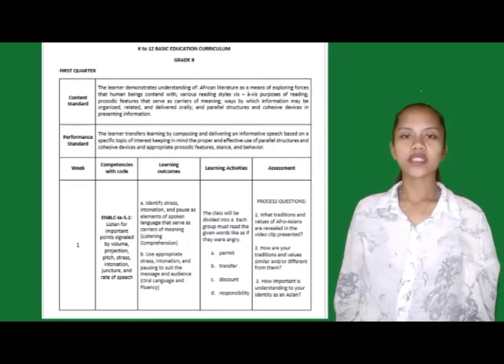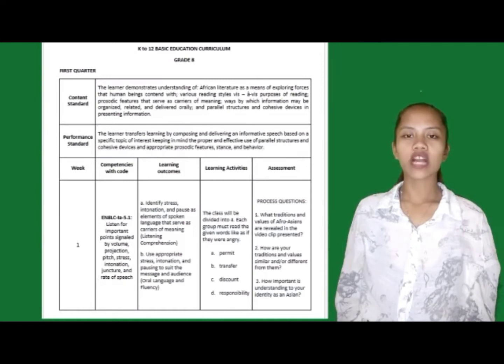Learning outcomes. The student should be able to attain the following with at least 80% level of proficiency. A. Identify stress, intonation, and pause as elements of spoken language that serve as carriers of meaning. B. Use appropriate stress, intonation, and pausing to suit the message and audience.